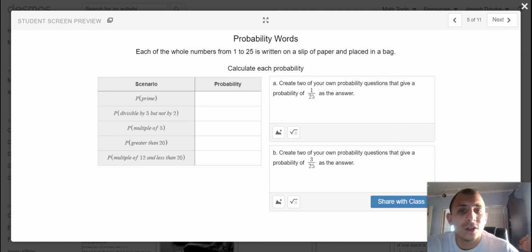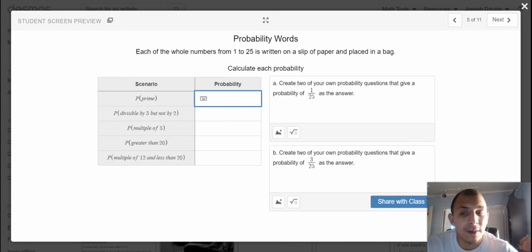Each of the whole numbers from 1 to 25 is written on a slip of paper and placed into a bag. So that's 1, 2, 3, 4, 5, 6, 7, 8, 9, 10, 11, 12, 13, 14, 15, and so forth, up to 25. It's your responsibility to calculate each probability of the scenarios described. So we have the probability of the number being prime, the probability of the number being divisible by 3 but not by 2, the probability of it being a multiple of 5, greater than 20, and so on. I would first represent them as a fraction before converting them into a decimal value.